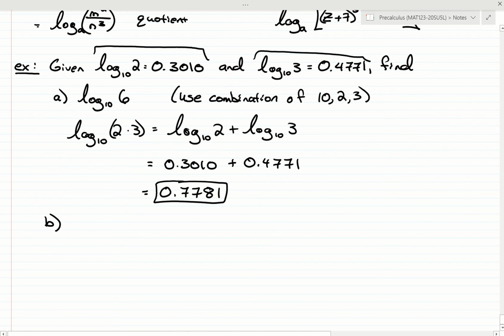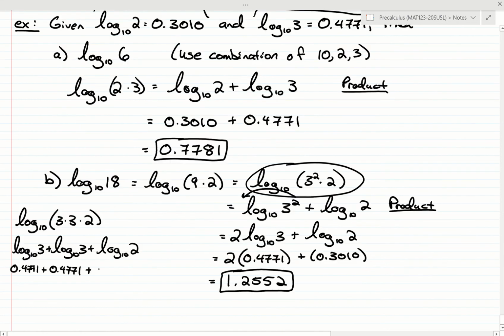And that's actually the same answer you would get. Instead of doing it like this, we could have also said the log base 10 of 3 times 3 times 2. That would have given us the same answer. This would have been the log base 10 of 3 plus the log base 10 of 3 plus the log base 10 of 2, which is 0.4771 plus 0.4771 plus 0.3010, and that's exactly the same answer.